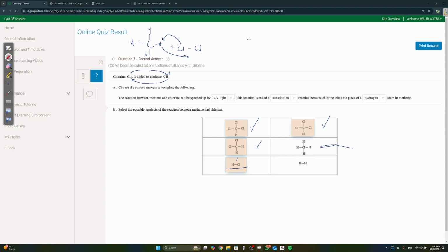When you add them to each other, we agreed that this will come here and this will go here. So what's it going to look like? It's going to look like this: CH3Cl plus HCl. You see? So we get this, okay, sure, but they're asking for the product in general.